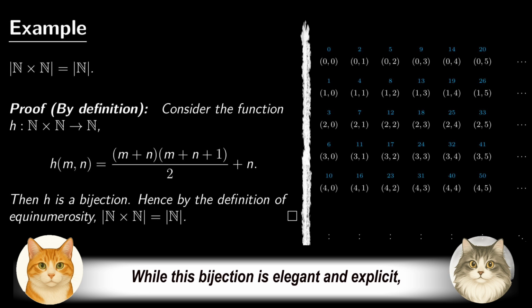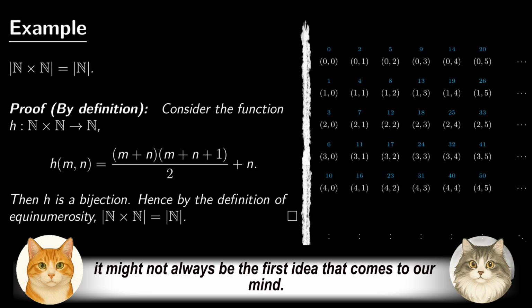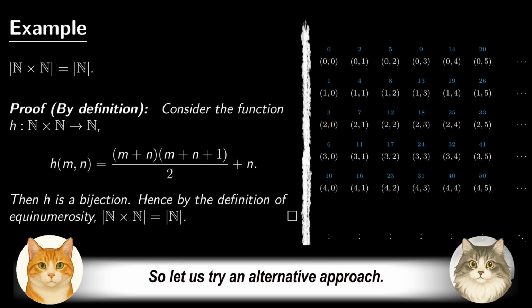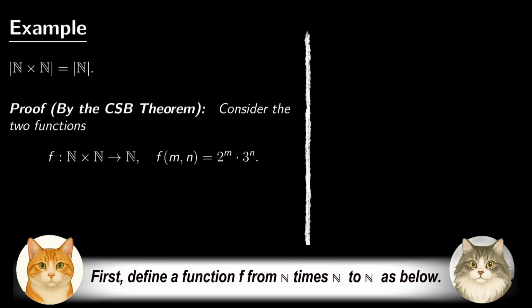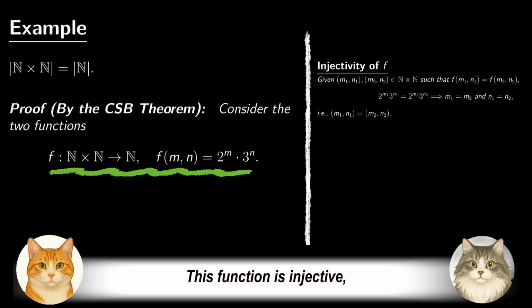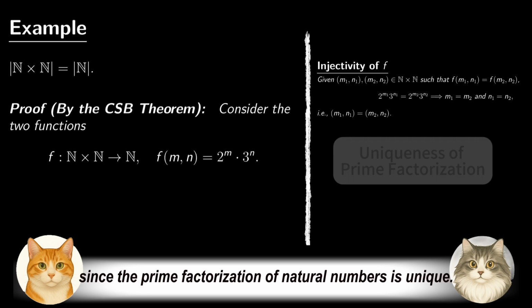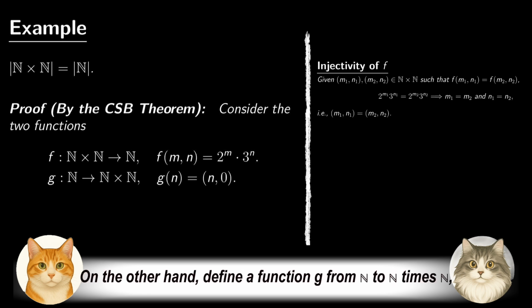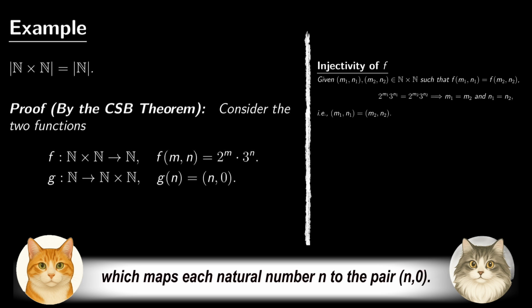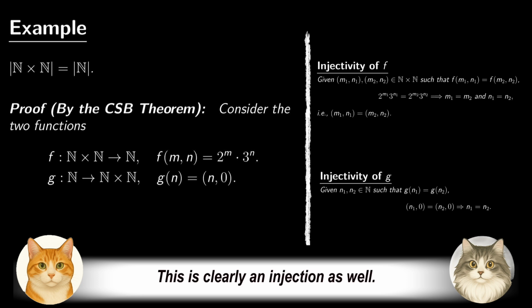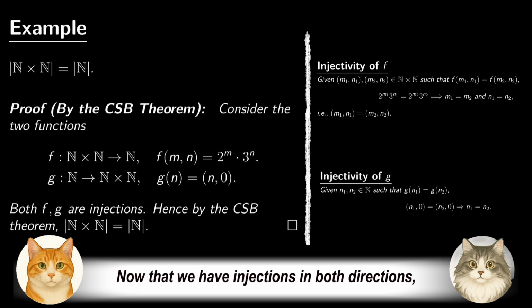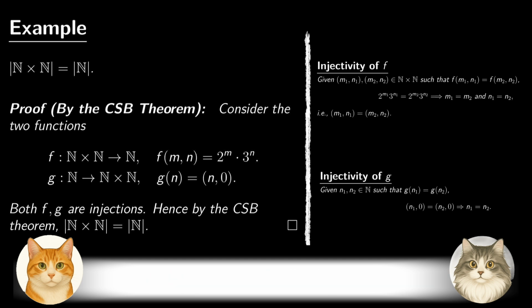While this bijection is elegant and explicit, it might not always be the first idea that comes to our mind. So let us try an alternative approach. First, define a function f from N times N to N, as below. This function is injective, since the prime factorization of natural numbers is unique. On the other hand, define a function g from N to N times N, which maps each natural number n to the pair (n, 0). This is clearly an injection as well. Now that we have injections in both directions, we can apply the Cantor-Schröder-Bernstein theorem and conclude that the cardinality of N times N is equal to the cardinality of N.